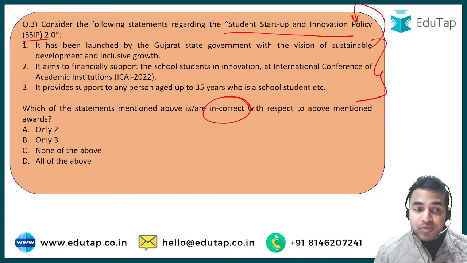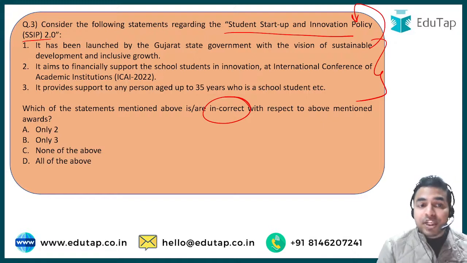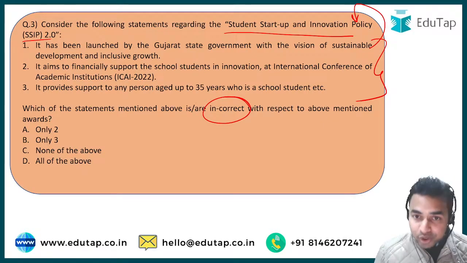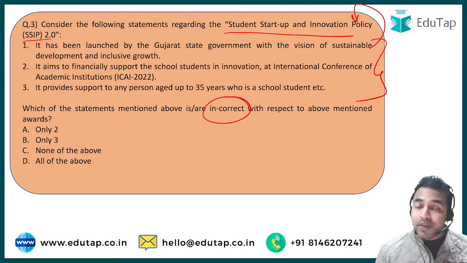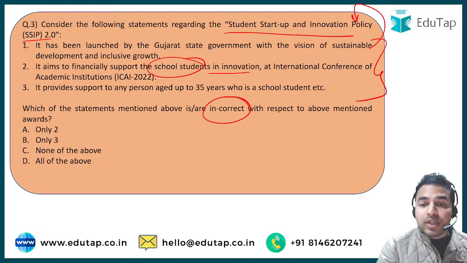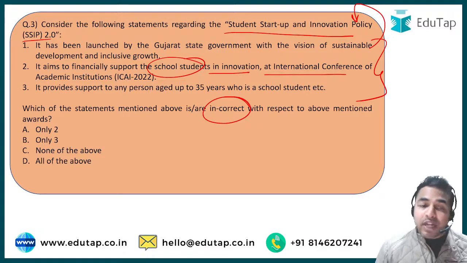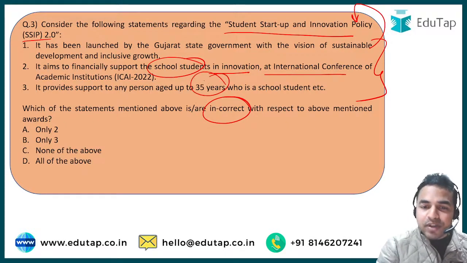And my dear learners, the very first statement says that it has been launched by the Gujarat government with the vision of sustainable development and inclusive growth. The second statement says it aims to financially support school students in innovation at international conferences of academic institutions. The third statement says that it provides support to any person aged up to 35 years who is a school student, etc.